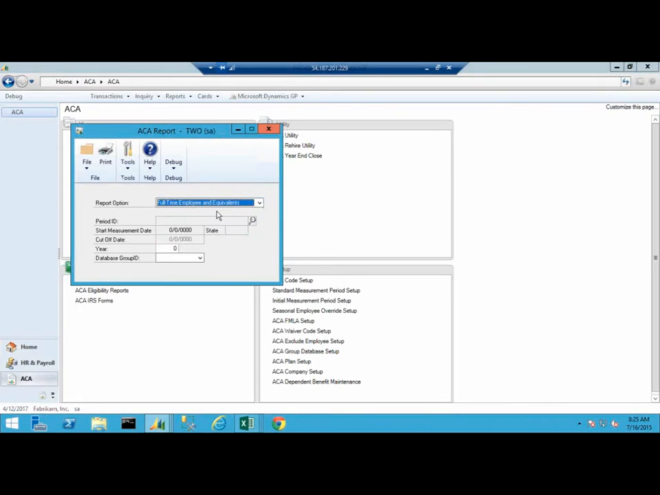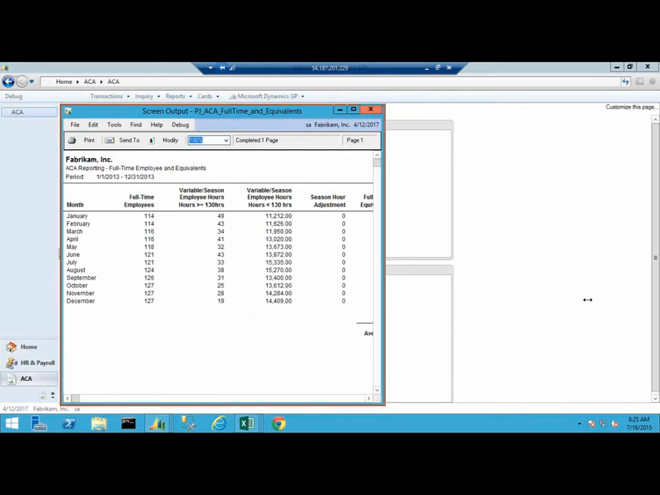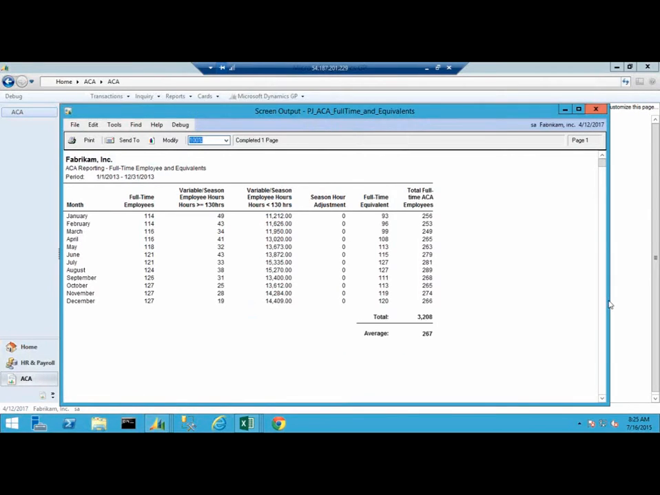It's called the full-time employee and equivalents, and I'm going to do this for 2013. That's the most data I have, and I'll just do it for the 2 company. As you can see, I've set up multiple companies in here. I have really 2, and then I have a combined, which combines the 2 together. I'll come in here, I'll go print. Boom. I print up. The importance of this report is this.